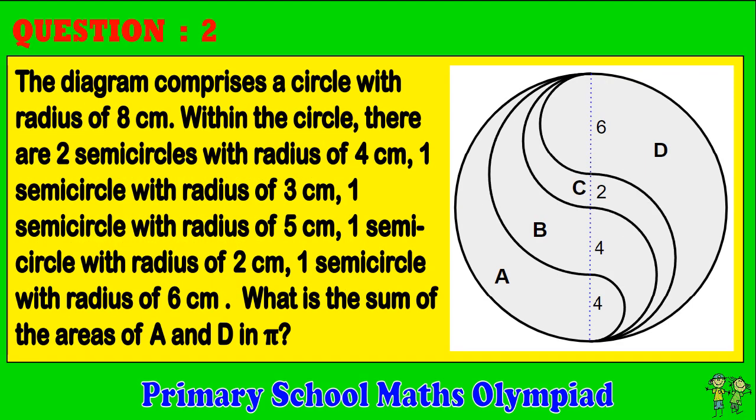Question 2. The diagram comprises a circle with radius of 8 centimeters. Within the circle, there are 2 semicircles with radius of 4 centimeters, 1 semicircle with radius of 3 centimeters, 1 semicircle with radius of 5 centimeters, 1 semicircle with radius of 2 centimeters, 1 semicircle with radius of 6 centimeters. What is the sum of the areas of A and D in pi?